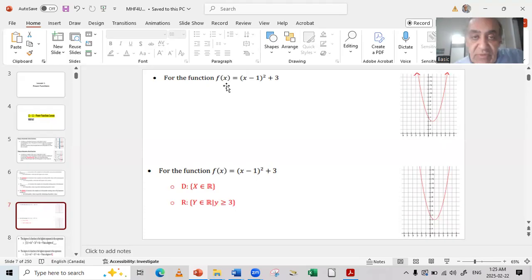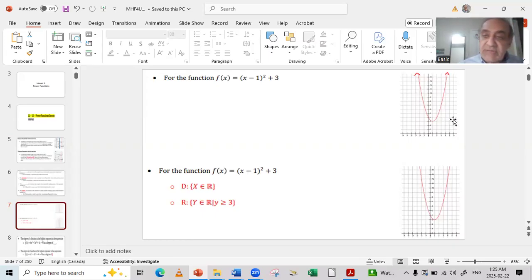As you see it here, f(x) equals (x minus 1) whole squared plus 3. This is quadratic, because if we expand it, it will be x squared minus 2x plus 1 plus 3. Quadratic means it's to the power 2. So if it's power 2, that means it will show me a curve like this.